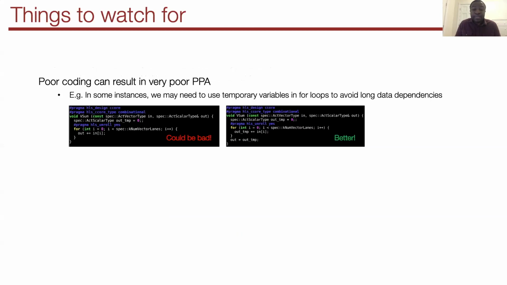We've also seen that poor C++ coding could lead to poor PPA after HLS. Oftentimes, this is due to long data dependencies. In the example here, the code on the left actually produces a higher area than the code on the right. That is because we were accumulating the input directly onto the output without first storing the accumulation onto a temporary variable.